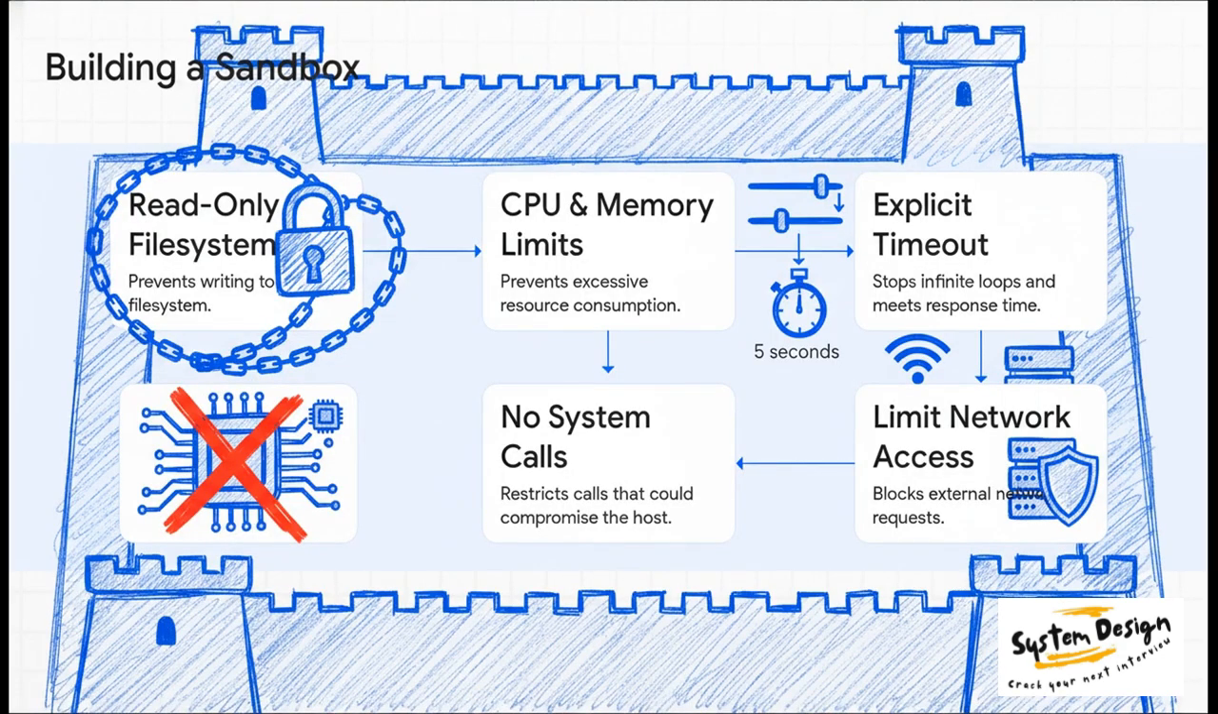To really lock that container down, we do a few things. First, we make the file system read-only. No deleting or changing critical files. We put strict caps on how much CPU and memory it can use to stop it from hogging resources. We set a hard timeout, say 5 seconds, to automatically kill any infinite loops. We completely block its access to the network so it can't phone home to some malicious server. And finally, we use something called seccomp to severely limit which system calls it can make, basically cutting off its access to the core of the operating system.